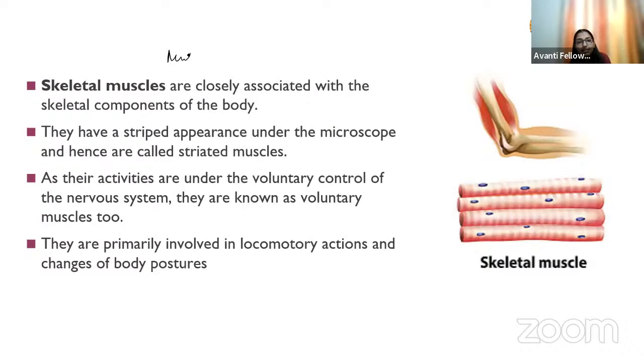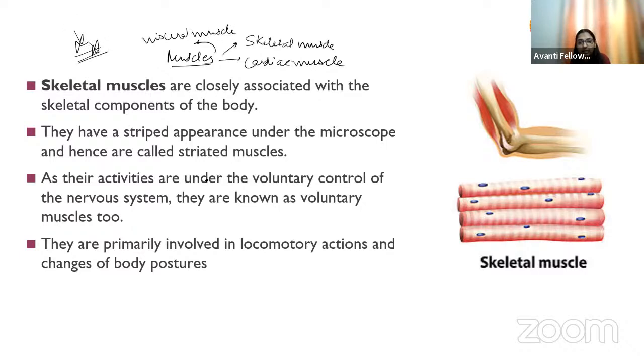First, the muscles are of three types. One is skeletal muscle, there's cardiac muscle, and the visceral muscles. Please remember the features of these muscles because they are very important. Skeletal muscles are closely associated with the skeletal component of the body. They are also known as striated muscles.